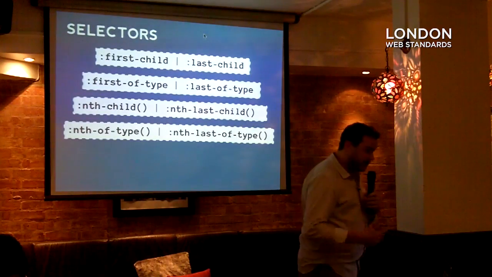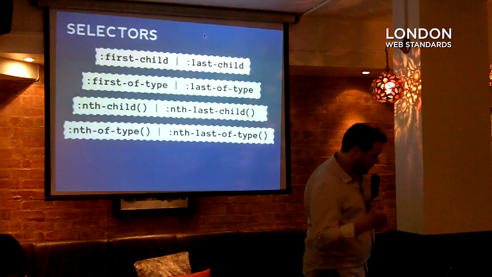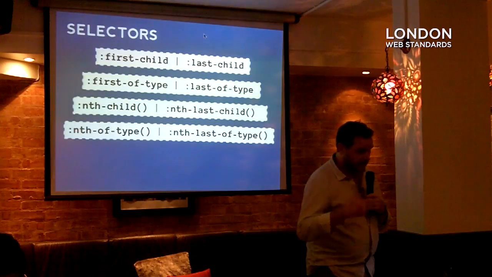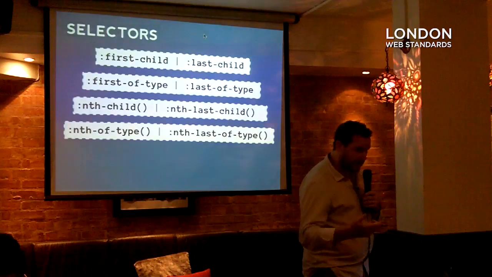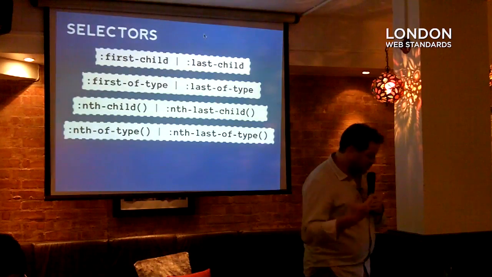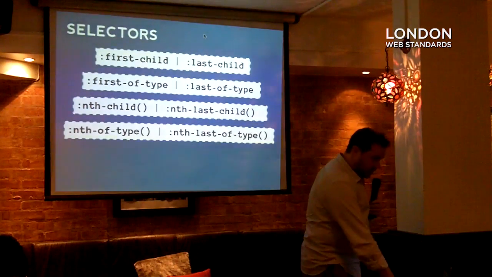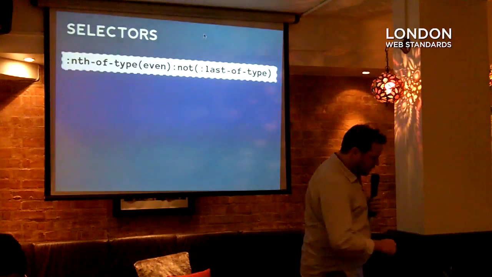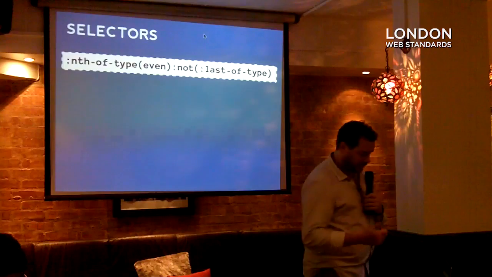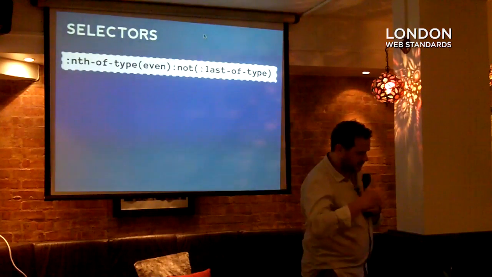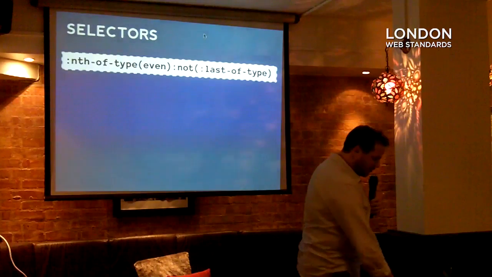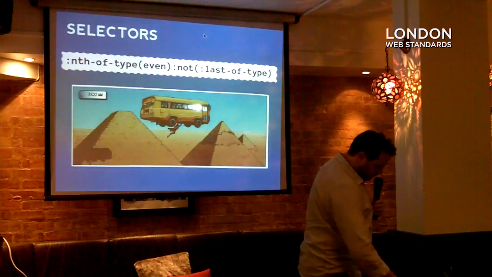Selectors. These are actually slightly more interesting. There's some very cool CSS3 selectors now. First child, last child, first of type, last of type. They're really nice. You can loop through the DOM. You don't need so many classes. You don't need so much baggage in your markup. It means you can come up with some really amazing selectors like nth of type even, not last of type, which will choose all of the even numbered child elements of a certain type except for the last one, which is a big win.